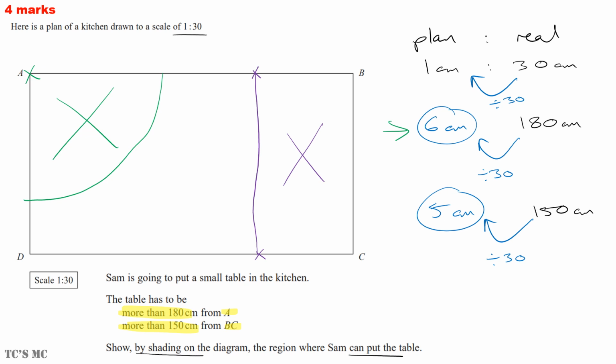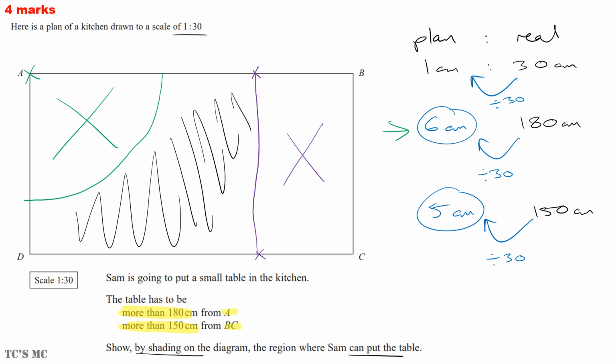So the part that we're shading in is everything that doesn't have an X in it, and that's this part over there. You must remember to be accurate with your compass and your ruler and your measuring. For this question, you would get 1 mark for converting your measurements into 6 centimetres and or your 5 centimetres. You get a second mark for drawing the arc. You get a third mark for drawing the straight line away from BC. And you get a fourth mark for shading in the correct region.